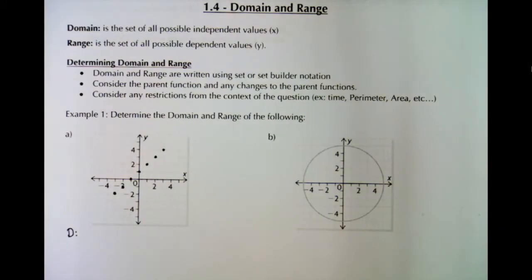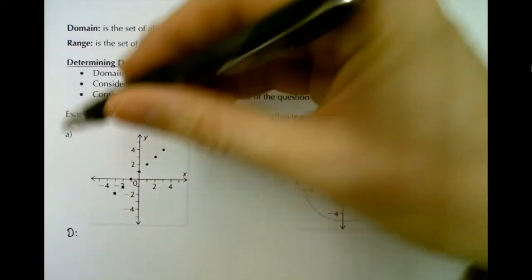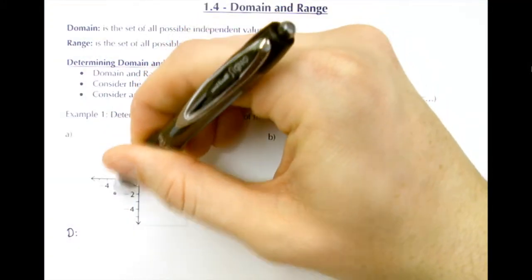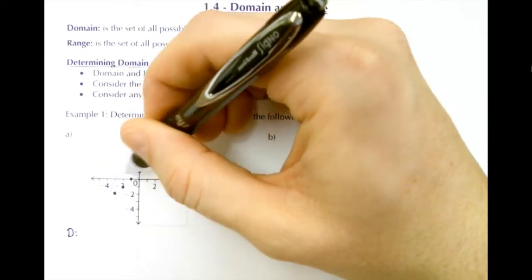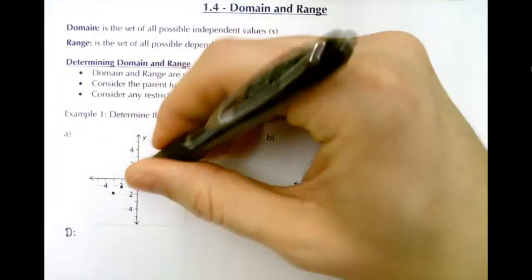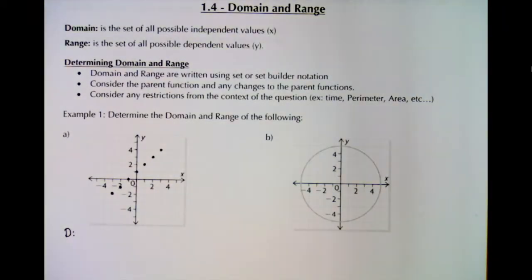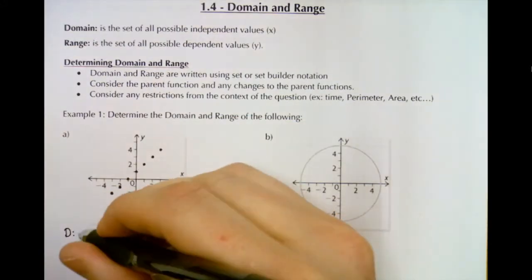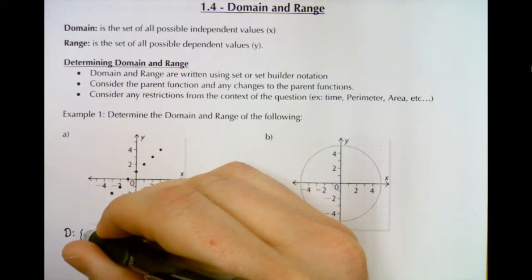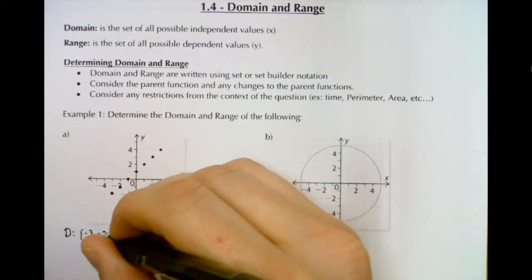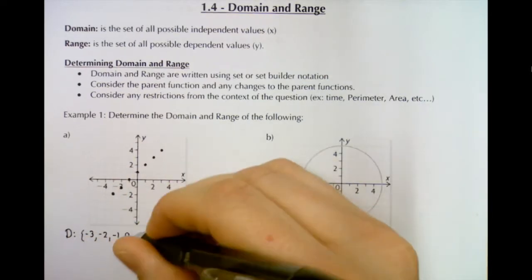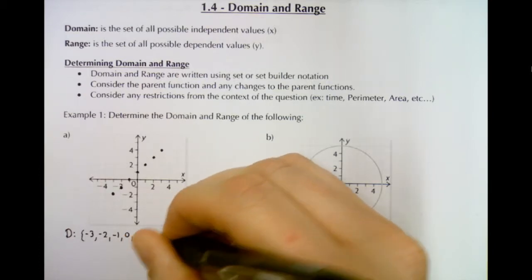And if we're looking at domain, we're talking about the x's. So on the x scale, we've got -3 leads to a point, -2 leads to a point, -1 gives us that point, 0, 1, 2, and 3. All those values of x give us a point. So all those values of x are in the domain. So the easiest way to write this would be just listing them: -3, -2, -1, 0, 1, 2, and 3.